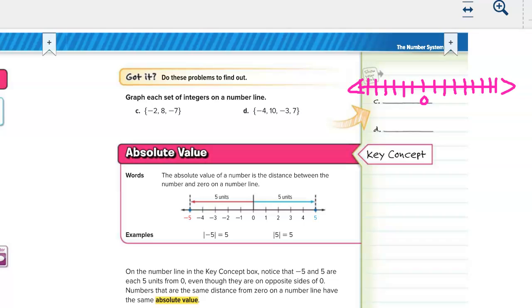Okay, so on my number line, I am not going to put every single number. I'm going to count by twos. That's okay if you did. It's okay if you didn't. But I just don't want to have to write in all those numbers. Okay, so then I graph -2, 8, and -7. So if I was putting them in order from least to greatest, it was -7, -2, and then 8. Okay, I'm not going to draw a new number line, but you were supposed to.